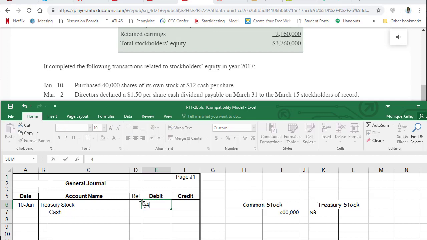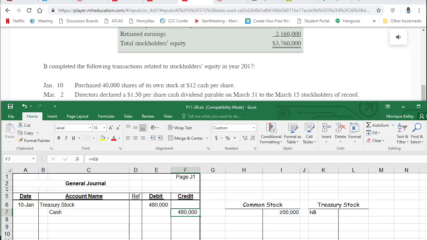We'll go ahead and use the formulas in Excel, since we don't want to take out a calculator when Excel has a built-in calculator. So we're going to take 40,000 shares, multiply it by the cash price per share, which is $12, and press enter, and we should see $480,000 will be the amount of the debit. We know our debits must equal our credits, so when we credit cash, it'll be 480,000.